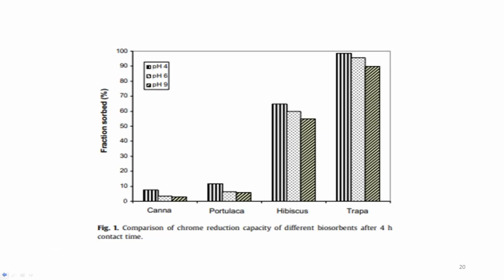So, this graph shows the comparison of Canna, Portulaca, hibiscus and Trappa at different pH 4, 6 and 9. These are the studies that we have obtained, and obviously it shows that Trappa stands out of the 4. The next best is hibiscus, and of course Canna and Portulaca showed less absorption, but nevertheless chrom 6 was absorbed by both of them as well.